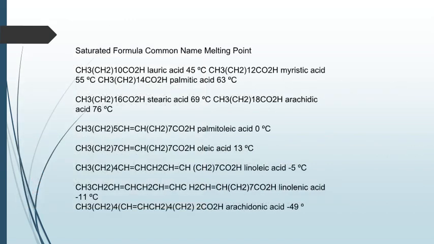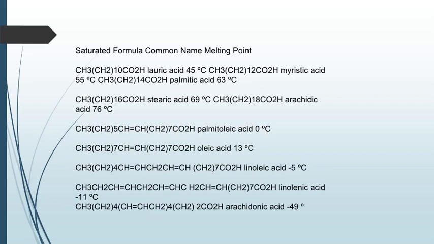Saturated: formula, common name, melting point. CH3(CH2)10CO2H, lauric acid, 45 degrees Celsius. CH3(CH2)12CO2H, myristic acid, 55 degrees Celsius. CH3(CH2)14CO2H, palmitic acid, 63 degrees Celsius. CH3(CH2)16CO2H, stearic acid, 69 degrees Celsius. CH3(CH2)18CO2H, arachidic acid, 76 degrees Celsius.